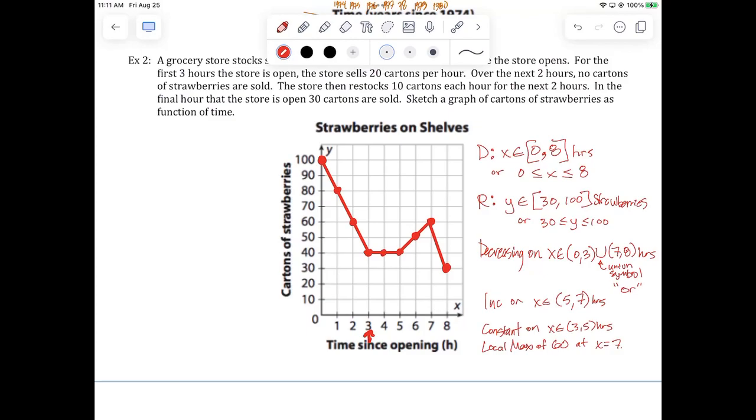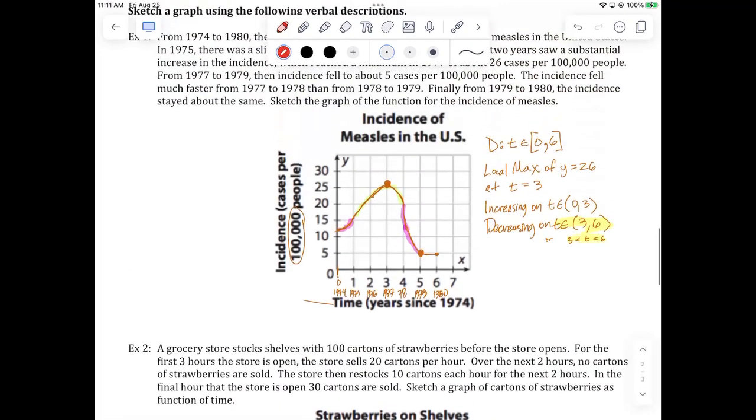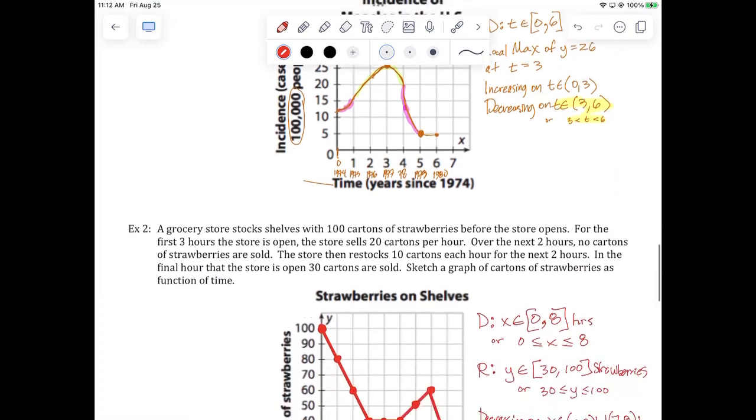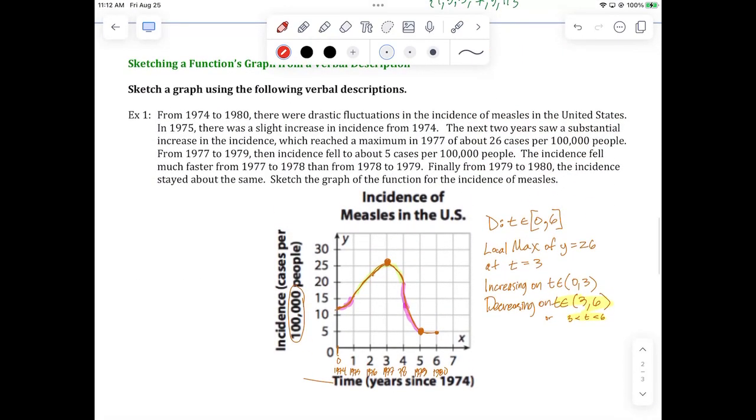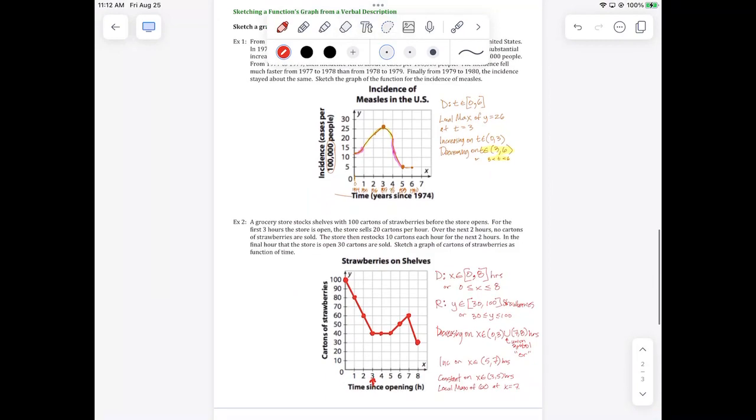This one we did with line segments instead of curves because this one actually gave us specific rates. We're losing 20 per hour. We're gaining 10 per hour. That's a linear rate. The one above we did with curves because it was using words like slight increase or about, right? Or kind of. Very vague terms. So we just connected them with the best we could with a curved line. All right, that concludes 2.2.